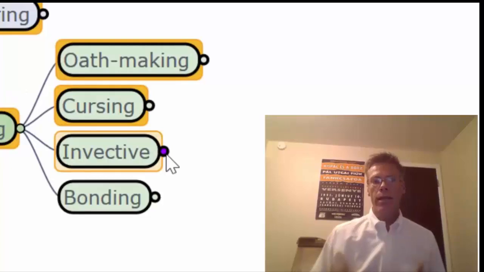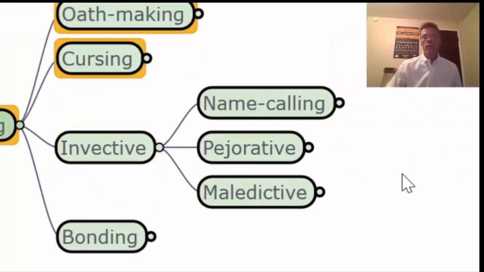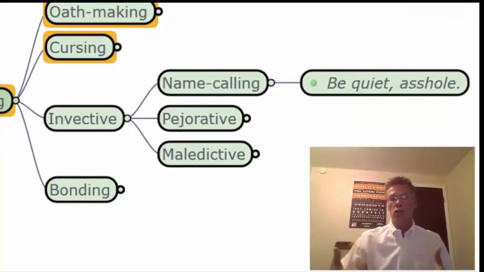Invective is where we get into the insulting uses of taboo words. So name calling, especially pejoratives or maledictives. Name calling is when we use a slur to insult a person to their face, like "Be quiet, asshole." Right? And so that's calling a person an asshole. That's name calling. And that contrasts with a pejorative, which is similar.